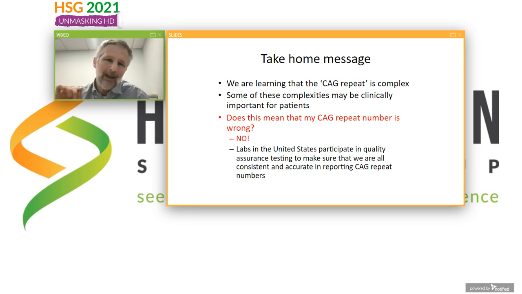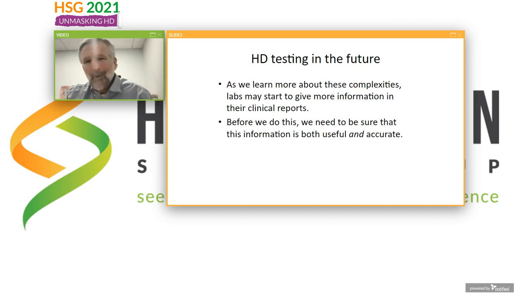But what I'm really getting at is in the future, there are some subtleties and nuances about the repeat that may start to be reported to patients in the future. Okay, so don't go to your doctor and say, oh my gosh, I heard my CAG repeat number is inaccurate. That's absolutely not what I'm trying to say. I'm trying to say that as we've learned more, there may be some changes in how we talk about this in the future.